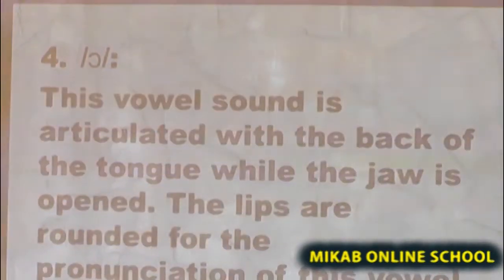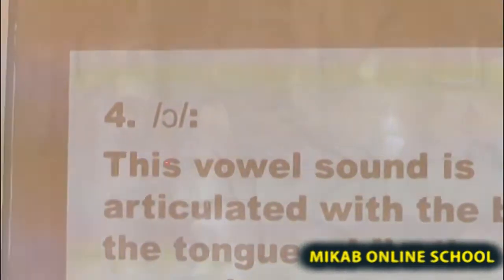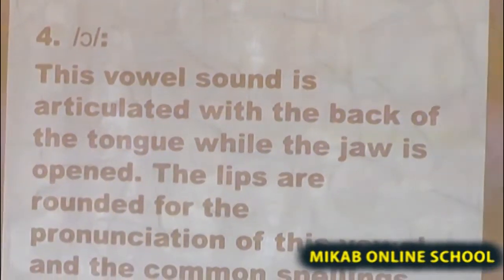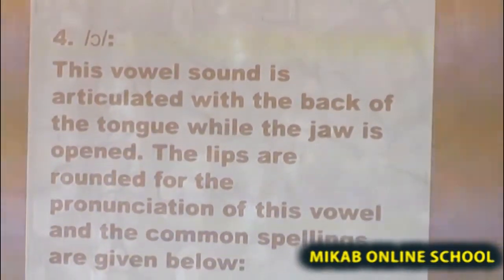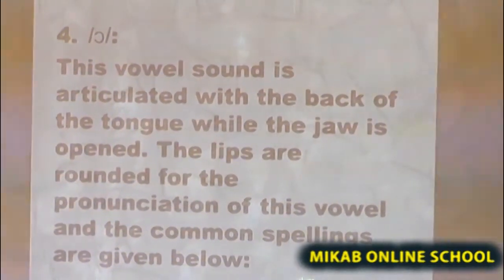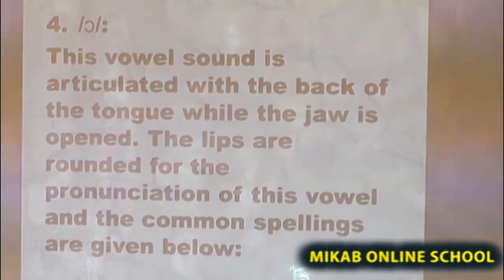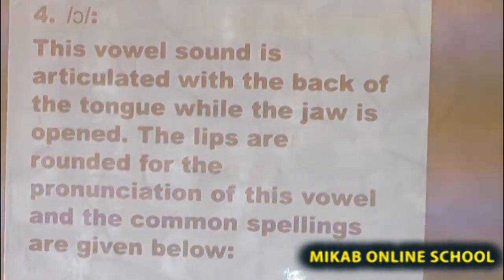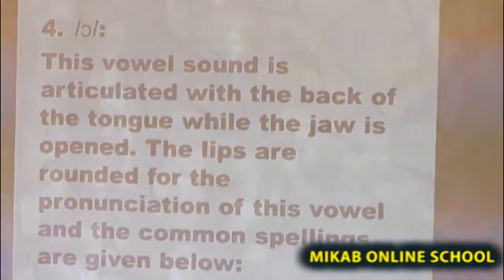This is another short vowel sound. It is pronounced as O. This vowel sound is articulated with the back of the tongue. While the jaw is opened, the lips are rounded for the pronunciation of this vowel. And look at me, I said your lips must be rounded.